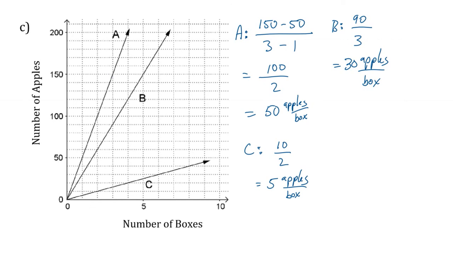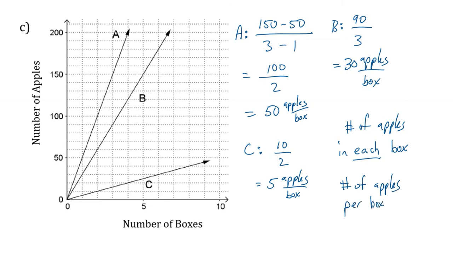The rate represents the number of apples in each box, okay? Don't say the number of apples in one box or the number of apples in a box, because that's not necessarily quite right, and I don't want to get into it too much, but we'll talk about it more later. But it's in each box, okay? Or number of apples per box is another good way of saying it.